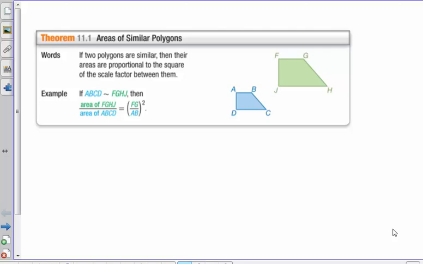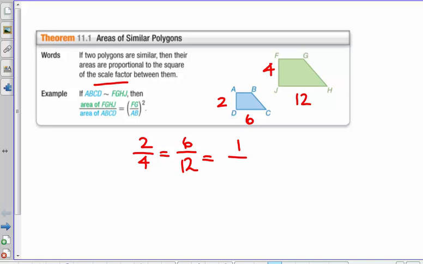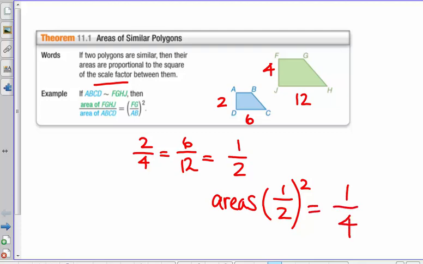For example, if this had a side measure of 2, and this was 4, and this was 6, and this was 12, remember when I compared the sides, I would have 2 is to 4, and 6 is to 12, and the similarity ratio, or the scale factor, is 1/2. The small compared to the large is a scale factor of 1 to 2. That means that their areas are the scale factor squared, meaning that their areas are going to be at a ratio of 1 to 4. Okay? That's all you're doing in this lesson.